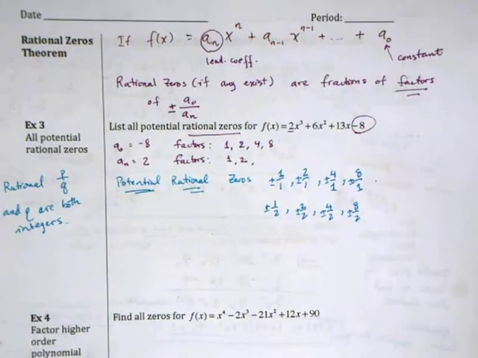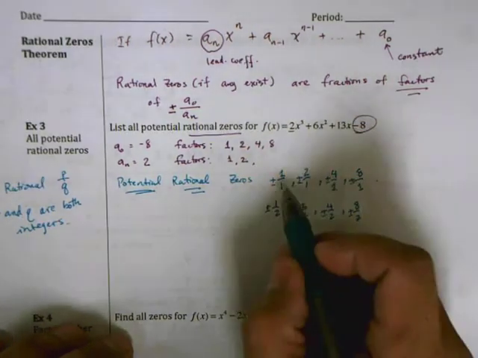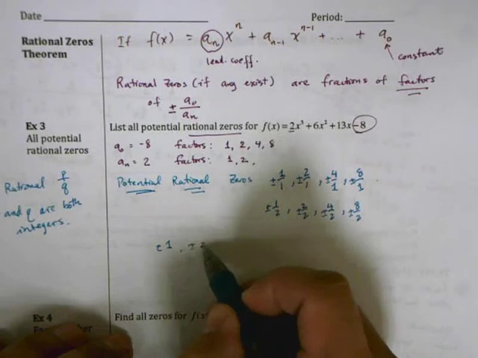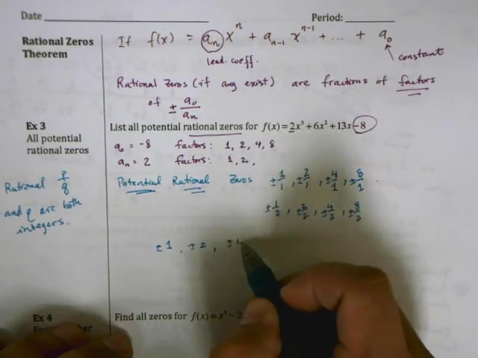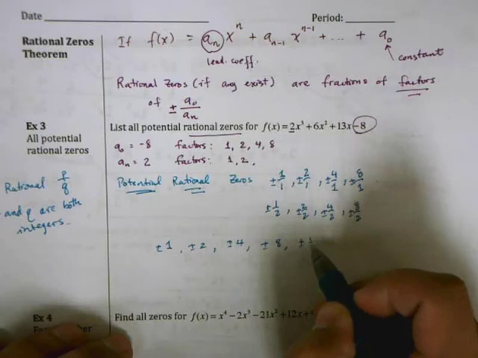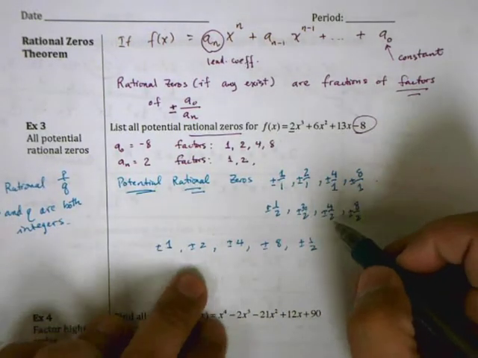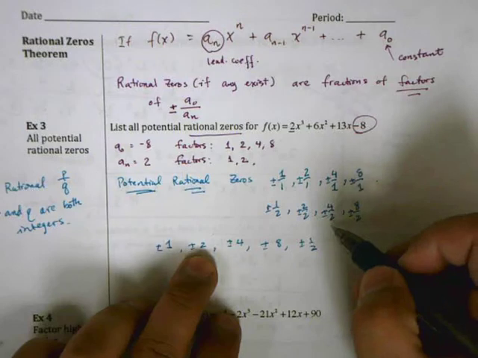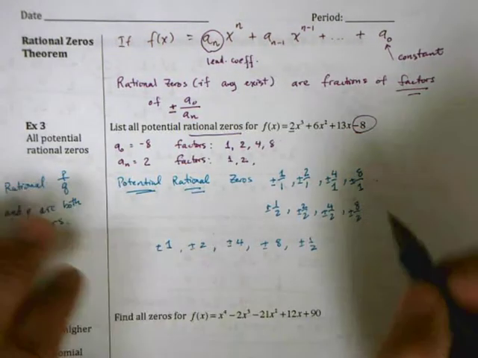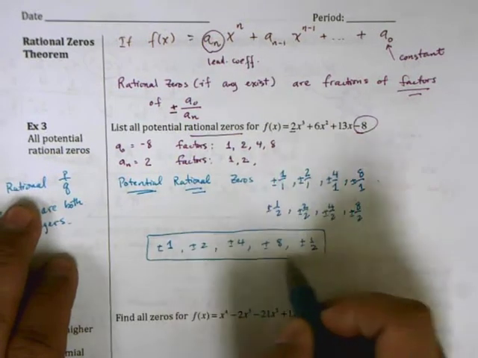Okay. And so some of these you can see are duplicates here. So 1 over 1, that's plus or minus 1, 2 over 2, plus or minus 2, 4 over 1, plus or minus 4, 8 over 1, plus or minus 8, plus or minus 1/2. 2 over 2 is just 1, we already got that covered. 4 over 2 is 2, already got that covered. And 8 over 2 is 4, so we already got that covered. So these here are the potential rational zeros.